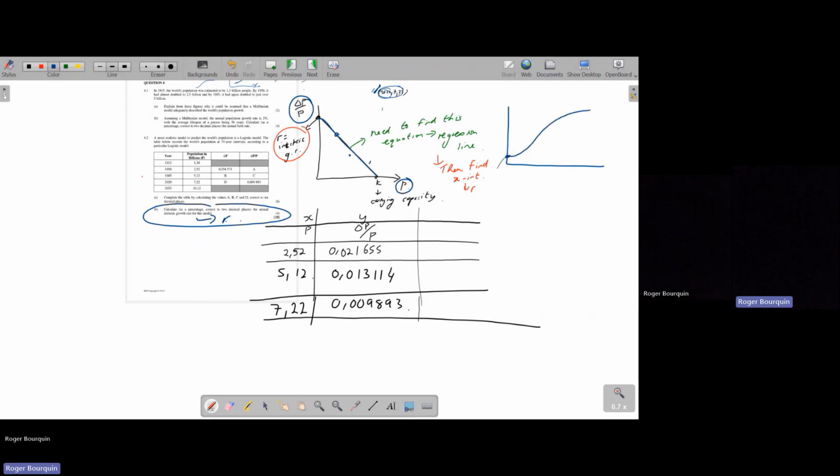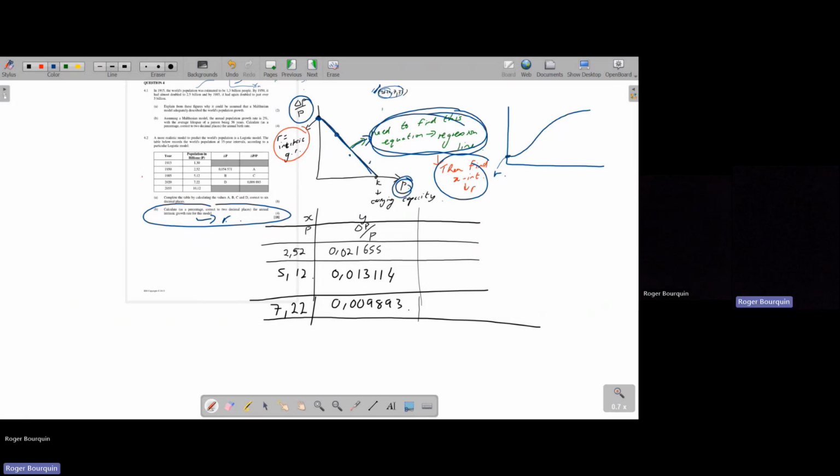Remember, on the graph of the model, if we're plotting population against time, the intrinsic growth rate happens at the beginning. So on the graph of delta P over P, we need to find the equation of that regression line. Once we've done that, in order to find the intrinsic growth rate, we're going to find the intercept, and that'll give us R. So the first thing we do is find the equation of this line.